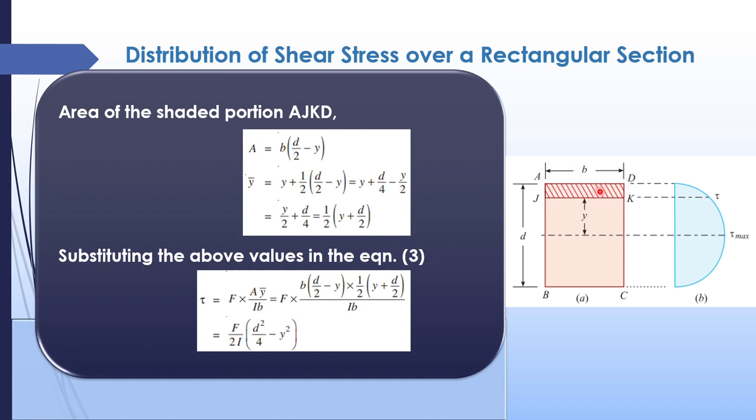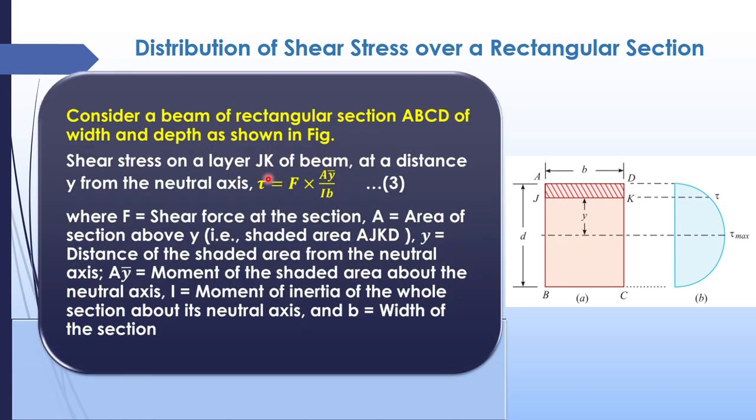What is the breadth? Total is d, so half of that is d by 2. The breadth is d by 2 minus y. So d by 2 minus y is the width. So d by 2 minus y into b is the area of this particular section. Now what is y bar? In our equation, we got A.